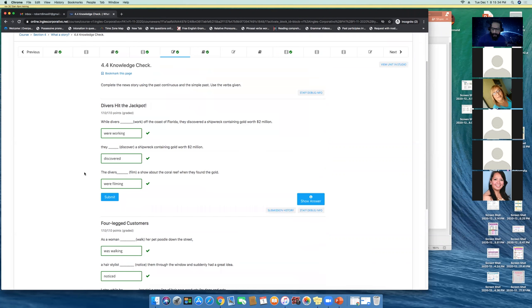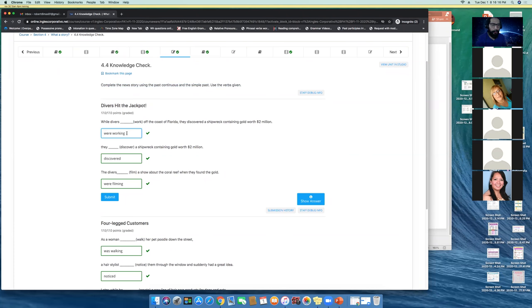And here, the activity is that you complete the new story using the past continuous and the simple past. So what they want you to do is use the verbs that they give you. It starts off with number one that says, while divers, and then it goes blank, but they also give you here the word work. What you need to do is convert it into the simple past. In this particular case, we're working. And the sentence sounds like this.